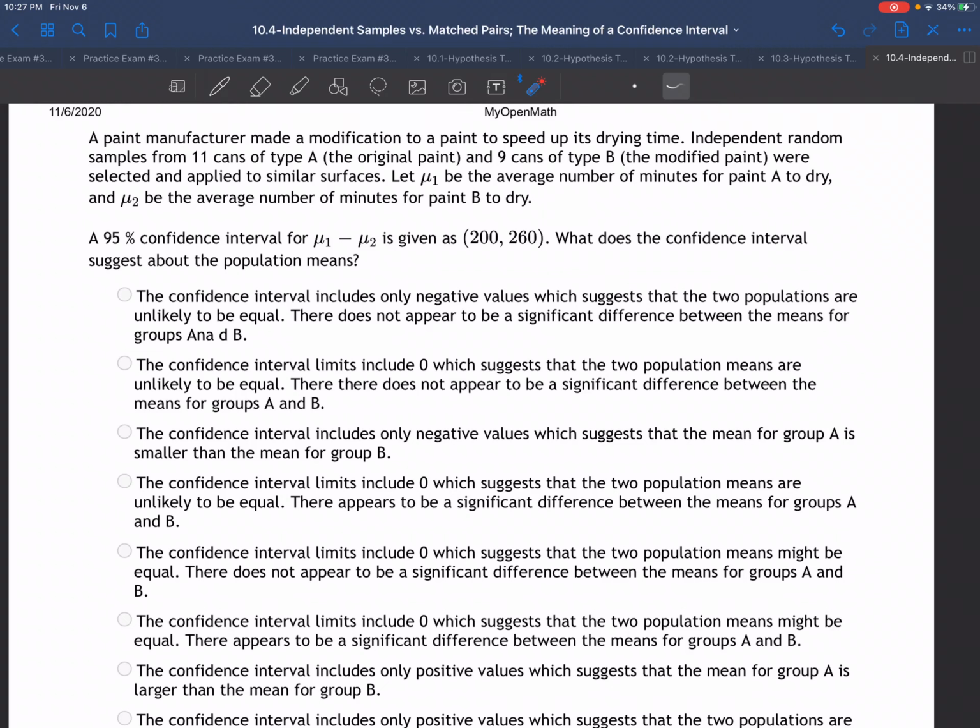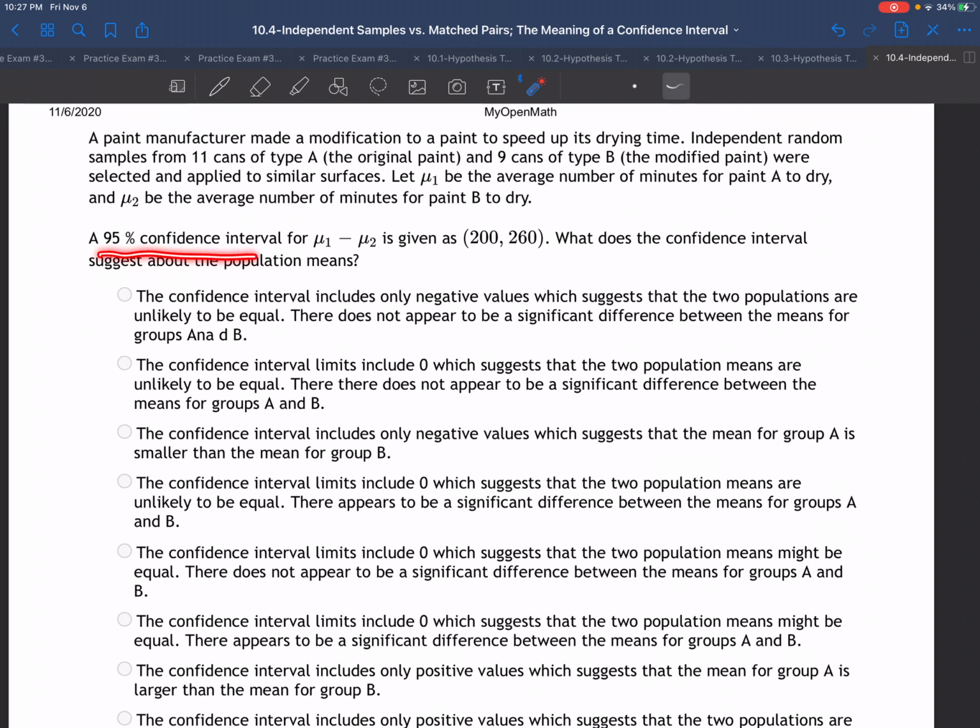Here's an example of the meaning of a confidence interval. A paint manufacturer made a modification to a paint to speed up its drying time. Independent random samples from 11 cans of type A, the original paint, and 9 cans of type B, the modified paint, were selected and applied to similar surfaces. Let mu1 be the average number of minutes for paint A to dry, mu2 be the average number of minutes for paint B to dry.